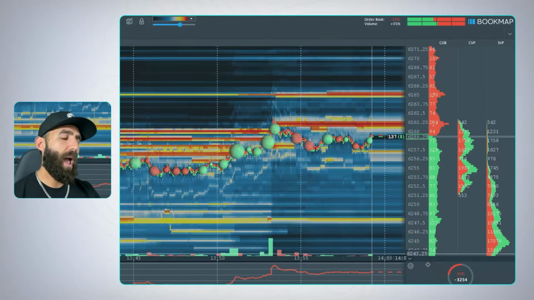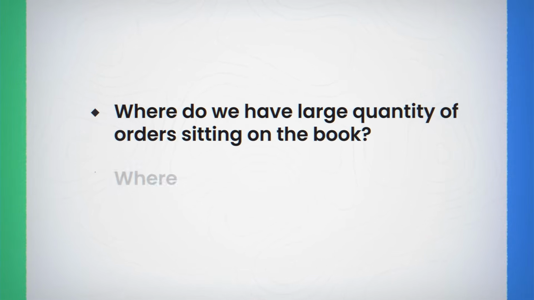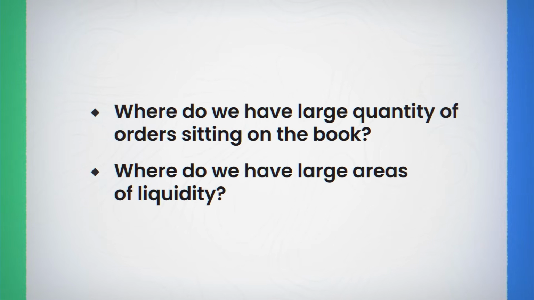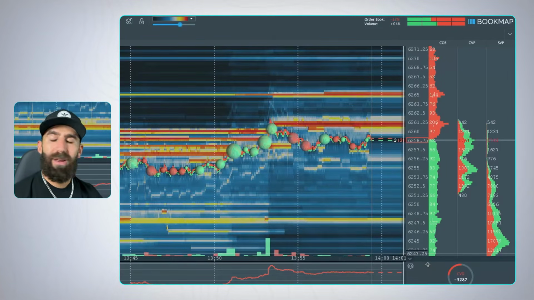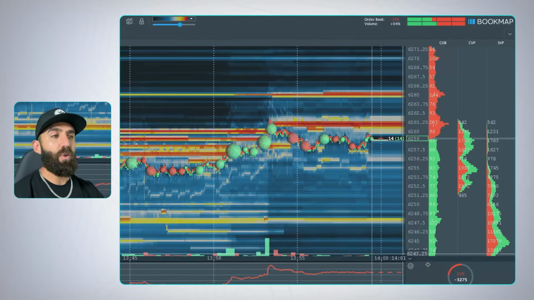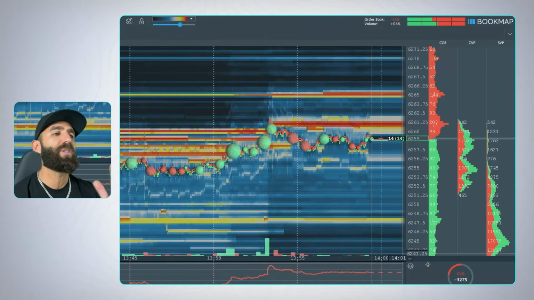Great. Now, when I take a look at Bookmap, where do we have large quantity of orders sitting on the book? Where do we have large areas of liquidity? Maybe we are going to go fill that liquidity. When we get there, what happens? Do we fill that liquidity? Do we reject off of those sell orders very harshly? Does price blast through that and start using it as fuel to the fire to continue this move to the upside?